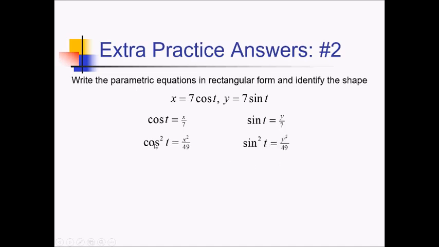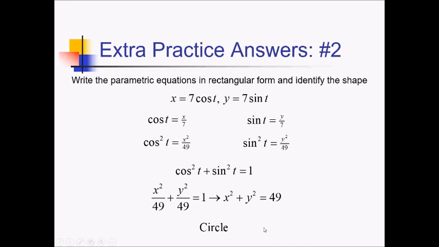So I have an identity with a cosine squared and sine squared in it. That would be the sine squared plus cosine squared equals 1. So I can write x squared over 49 plus y squared over 49 equals 1. And if I wanted to, I guess I could multiply everything by 49 to make it look a little bit more circly. But we know since we have two squared terms, they're both positive, and they both have the same coefficient, this must be a circle.